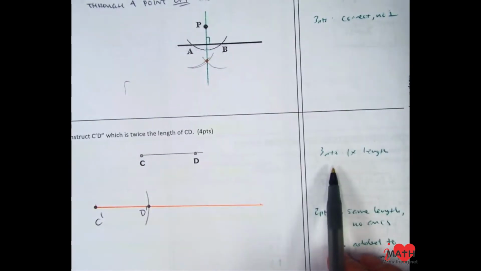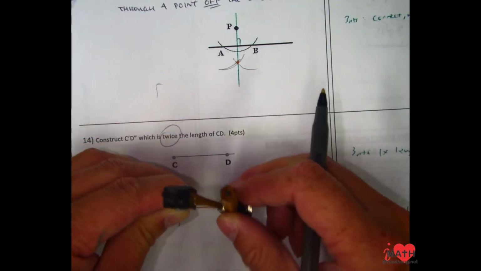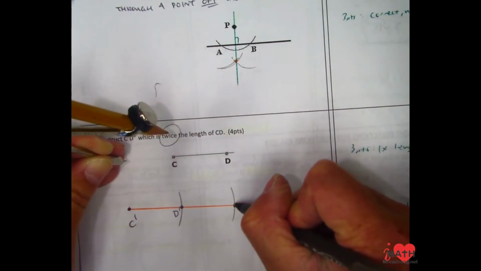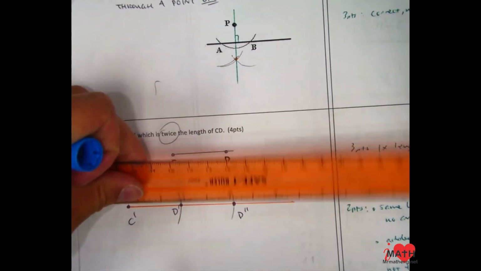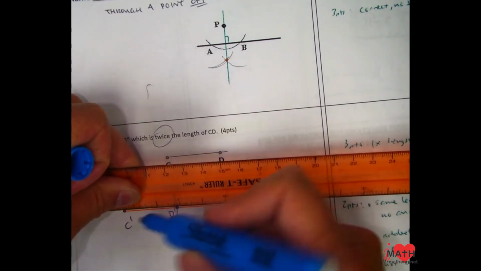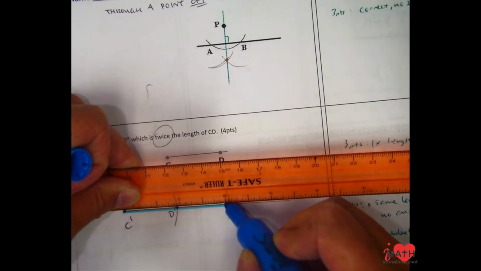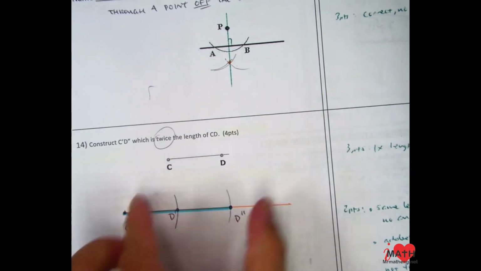Now, if you stop there, I gave you 3 points because you only have one length. But this one says twice, so you just do it twice. This is D double prime. So really, I'm looking for something that looks like this. So this length is twice the length of CD.